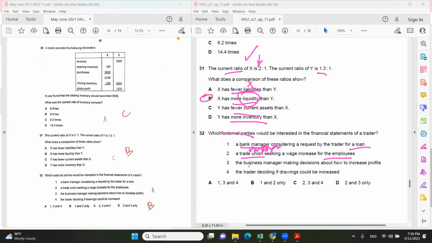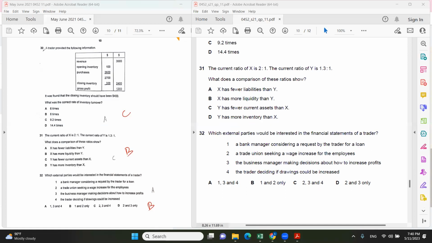The business manager makes decisions about how to increase. The business manager is an employee, and an employee is internal. They want the external party. The trader decided, if the trader means the owner, the owner is internal. So in this case, 3 and 4 cannot be. That means this trade union we treat as an external party, because the employee is internal, but the trade union is external.